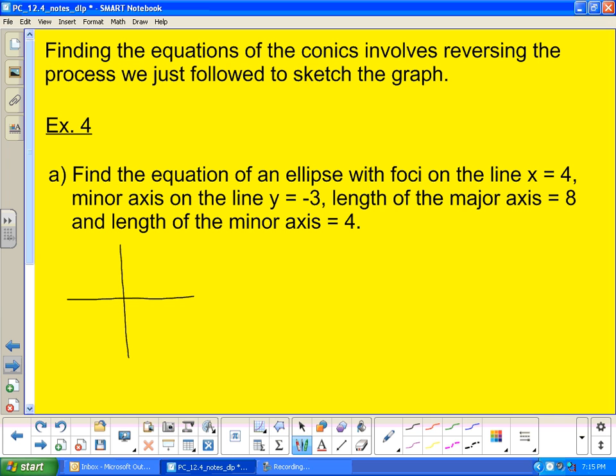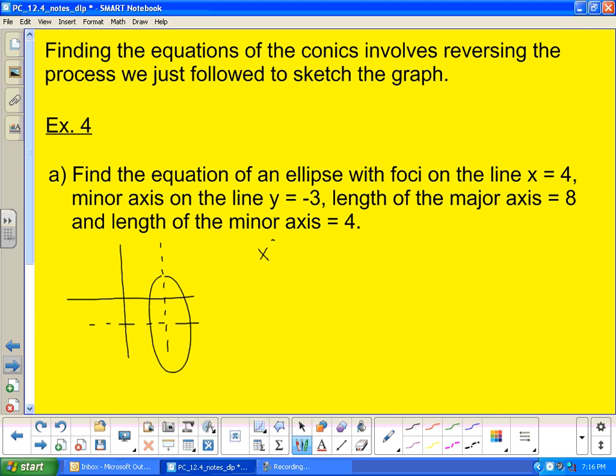All right. Maybe a little sketch to kind of see what's been described here. Here's our normal xy plane. And we have this line x equal 4 over here, and a line y equal -3 right there. And our foci is on this line, x equal 4, and our minor axis is on the line y equal -3. So I know my graph is going to look something like that. And we're supposed to be finding the equation of this thing. Okay, what can we pull out of this? Well, foci on the line x equal 4.